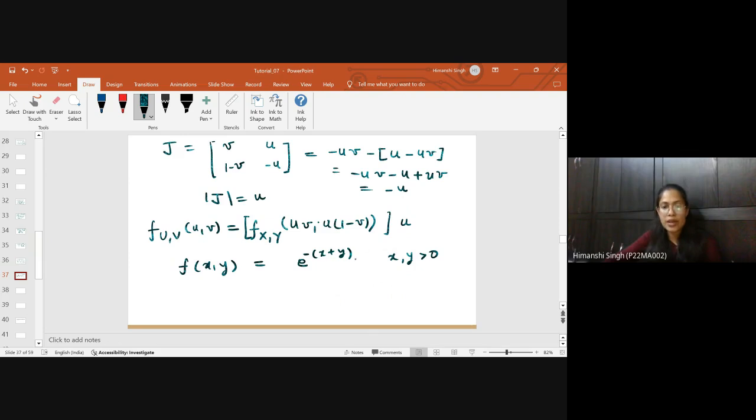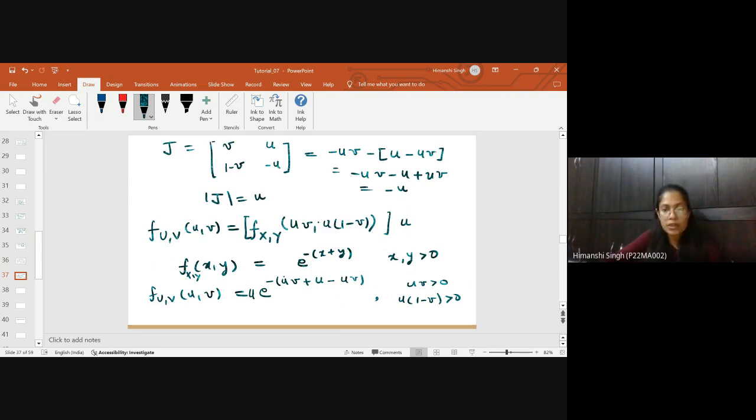Now we have this joint density, so we'll just put it here. So f of u comma v is equal to, in the place of x we write uv, plus u into 1 minus v, which is u minus uv, in the exponent. And we have u in the coefficient term. Now we have x and y greater than 0, so here we will have uv greater than 0 and u into 1 minus v greater than 0. So this will be the density.